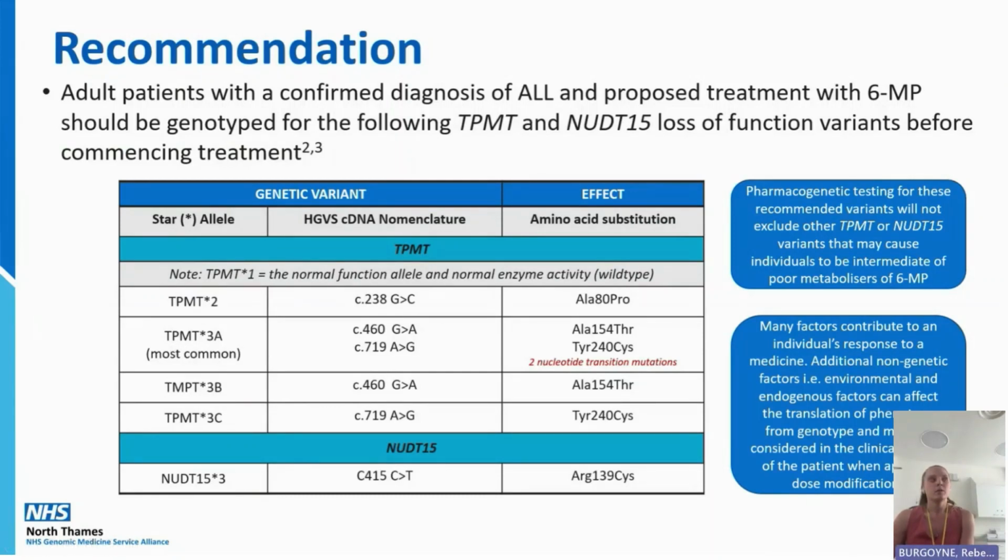So it's important to note that pharmacogenetic testing for the variants recommended will not exclude the presence of other variants that could cause individuals to be poor metabolizers. There are many factors that contribute to an individual's response to a medicine. So additional non-genetic factors that are environmental or endogenous, that can affect the translation of phenotype from the genotype, also have to be considered in the clinical context of a patient when applying dose modifications, or importantly, a patient that is experiencing toxicity but actually had a normal TPMT and NUDT15 initial screen.